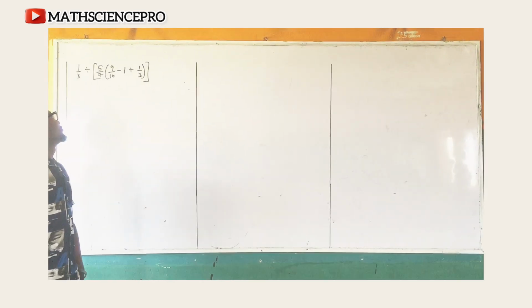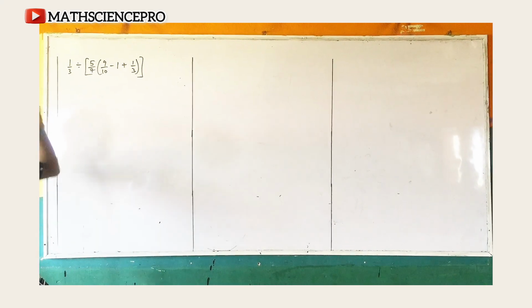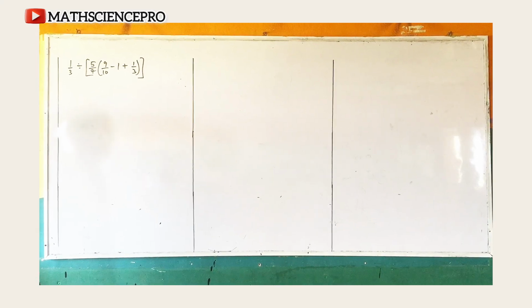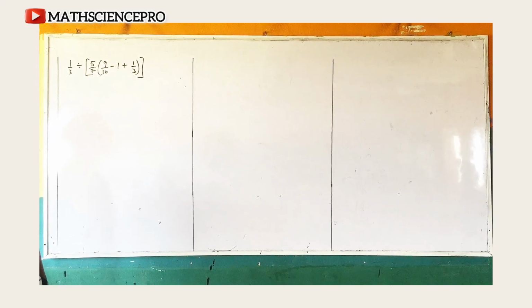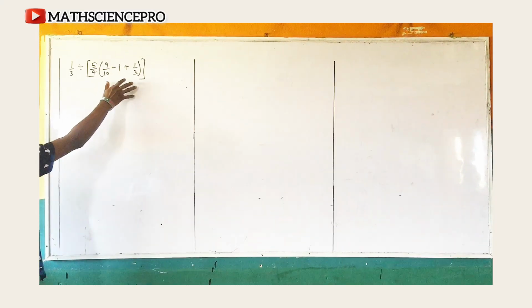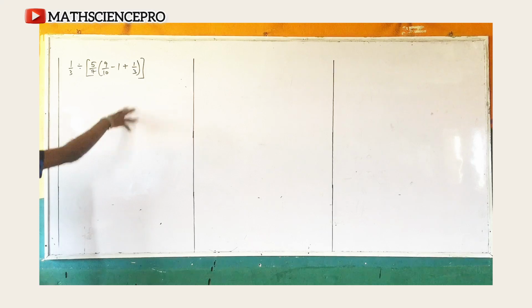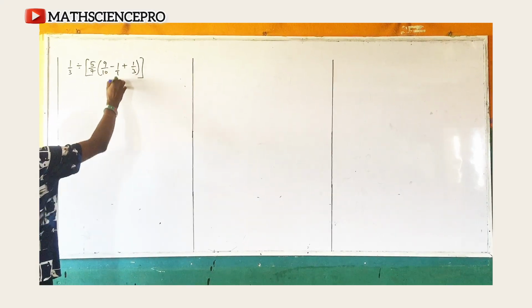So quickly, we have 1 over 3 divided by 5 over 7, open a bracket, 9 over 10 minus 1 plus 1 over 3. So based on the knowledge of BODMAS, we're going to be having to deal with the one in the bracket first. So try to simplify what is in the bracket.